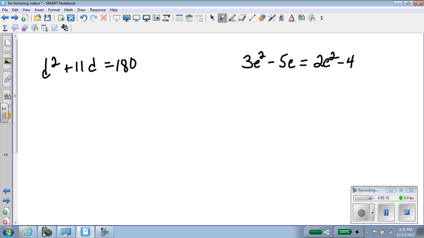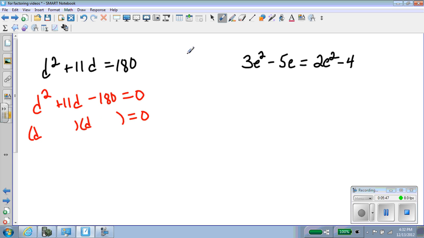D squared plus 11D equals 180. Well, it's not even equal to 0. So the first thing I'm going to do is call this D squared plus 11D minus 180 equals 0. That's better, right? Subtract 180 from both sides. I still don't have something times something else equaling 0. So I'm going to factor this. D times D would be D squared. Factors of 180 that add up to 11.